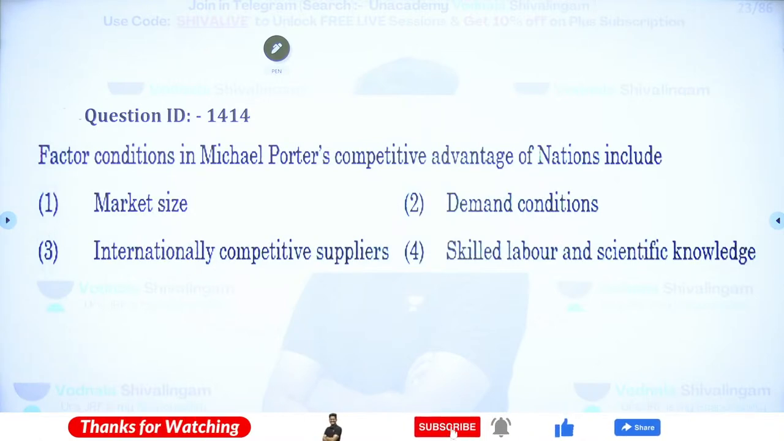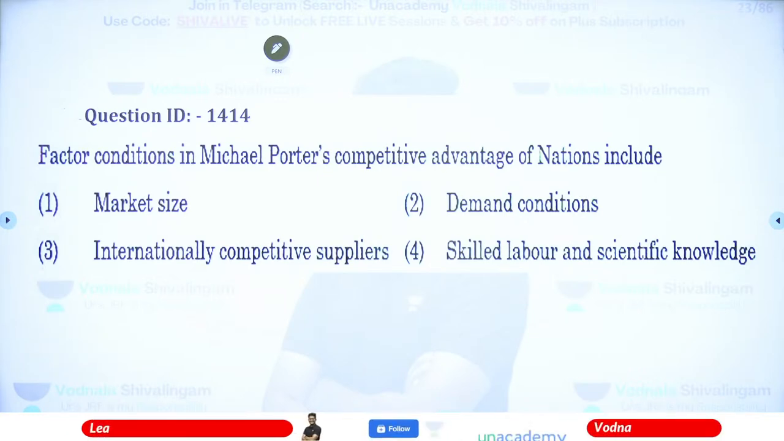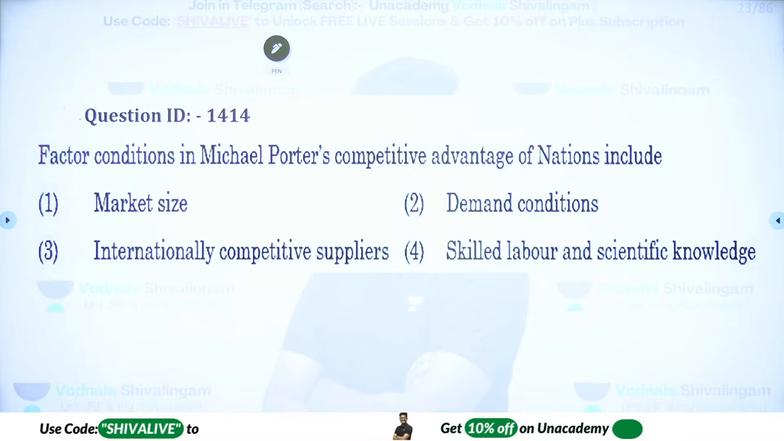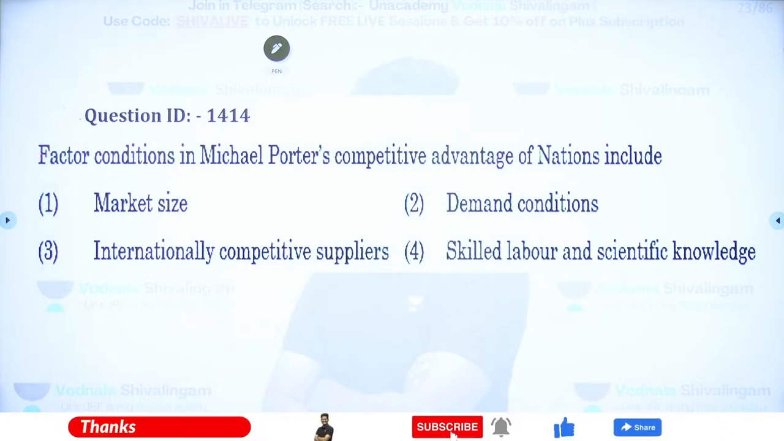Next, factor conditions in Michael Porter's competitive advantage of nations. So the national competitive advantage theory is an international theory given by Michael Porter. In this theory, what are the factor conditions from the given options? We need to identify the factor condition. Most potent driver means most possible one we need to identify.